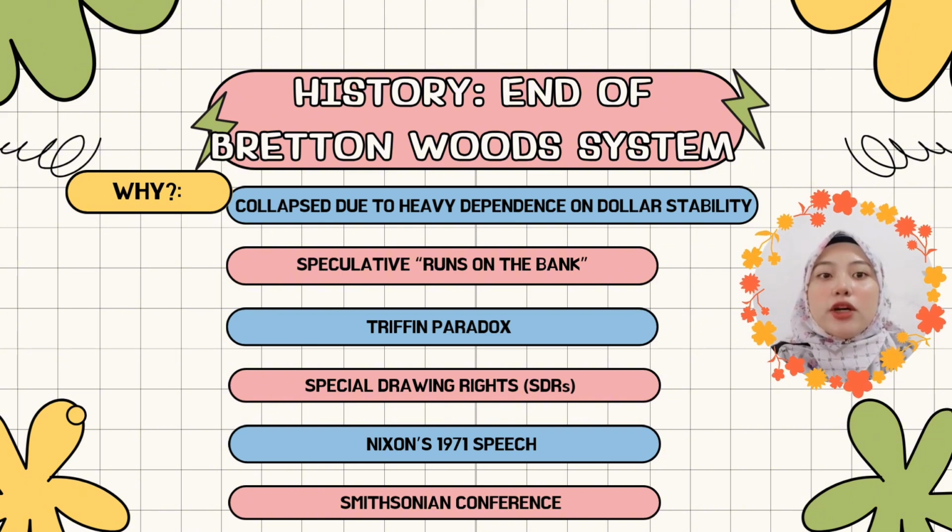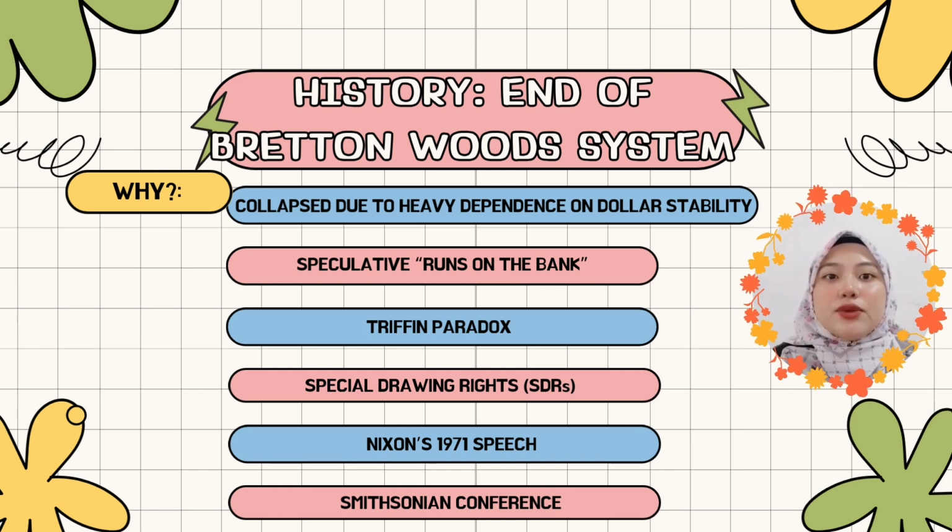This issue was compounded by the Triffin paradox. This paradox highlighted the dilemma that for the dollar to serve as the world's reserve currency, the US had to run balance of payment deficits. However, consistently running this deficit would eventually erode confidence in the dollar's value and its convertibility to gold.